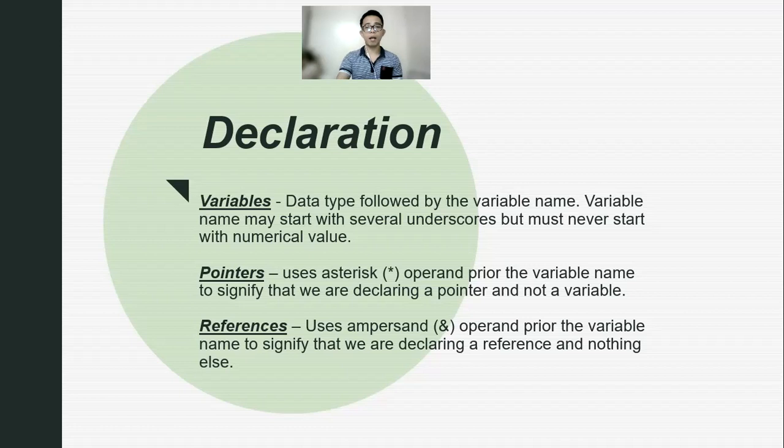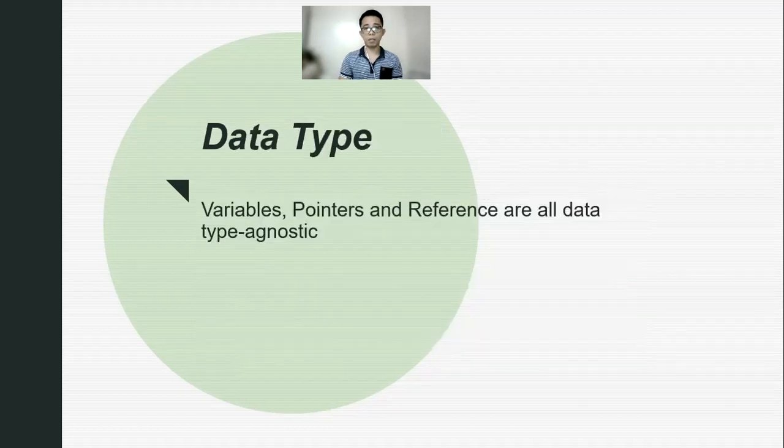Okay, next, we covered the effects of the data types for these three. Okay, so it says here that in data type, variables, pointers and references are all data type agnostic.